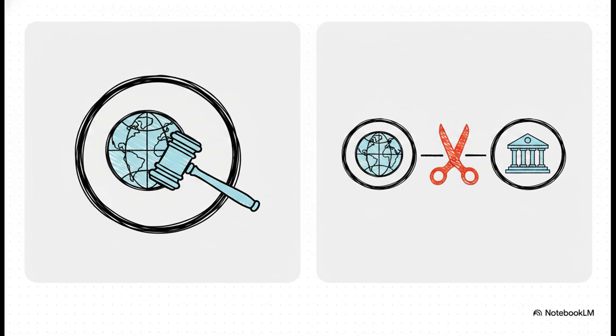But then we have the dualistic theory, pushed by thinkers like Triepel and Anzilotti. Dualists argue that these are completely separate, totally distinct systems operating on different planes entirely. They have different sources, like state will versus collective consent, and different subjects, meaning individuals versus states. So for dualists, international law needs to be explicitly adopted before it can apply domestically.